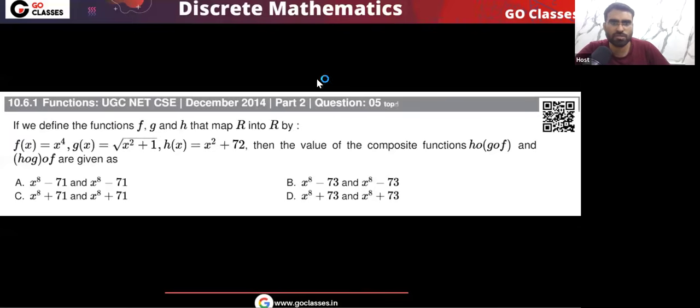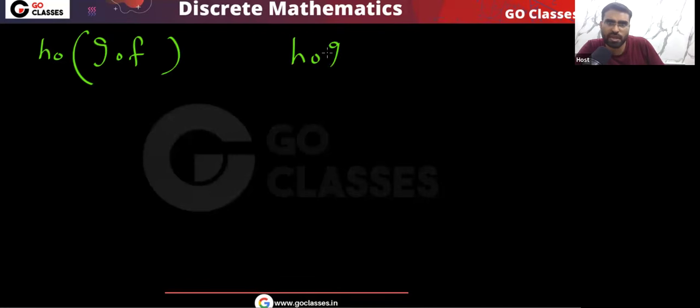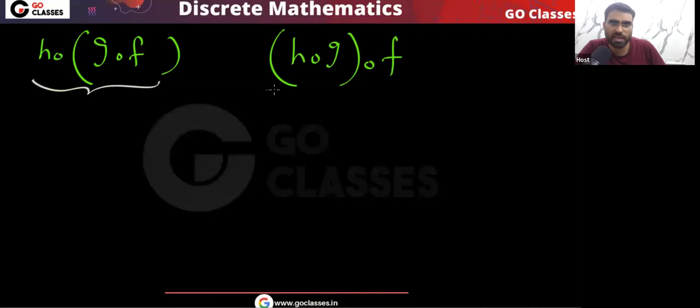Now let's solve this question. This is UGC NET, another question. What is the question asking? It is asking for (H∘G)∘F and also H∘(G∘F). First of all, will you find both of them separately? Will you calculate these two separately? No, don't do that, because they will always be the same.